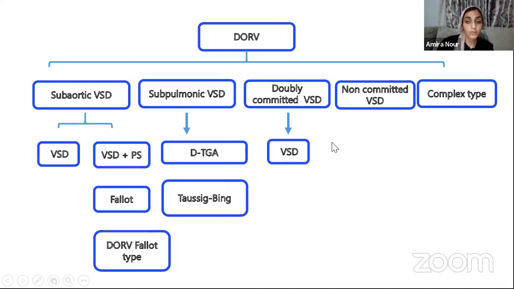A patient with a doubly committed VSD, their clinical presentation and pathophysiology also looks close as if this patient is having a large VSD.